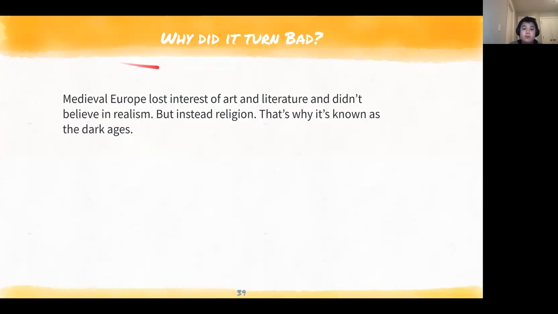So moving on, the question comes: why did it change? Why did it turn bad? Medieval Europe lost their interest towards art and literature, and religion was a really big part of this difference. Religion restricted them on how they could paint and how they could create art. They didn't really believe in realism. The Middle Ages or the Medieval Ages were also sometimes referred to as the Dark Ages.